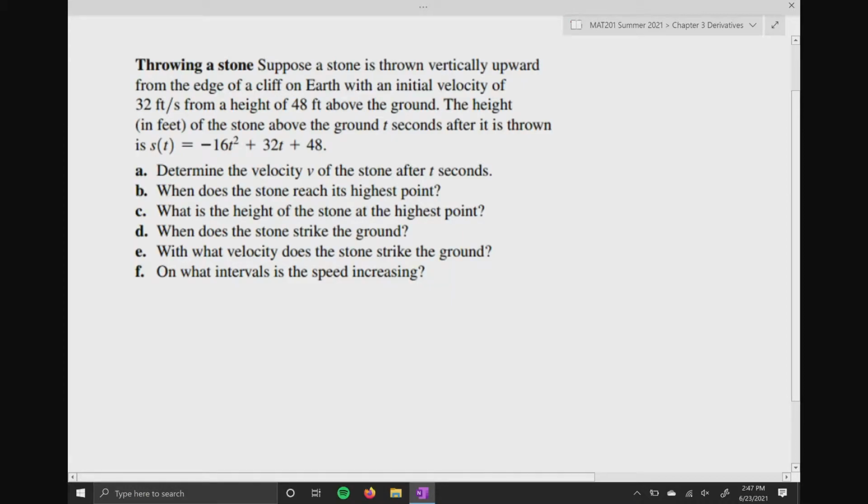Okay, so in this section, section 6, we're going to be talking about derivatives as rates of change. And what we're really talking about here is just application problems of the derivative.